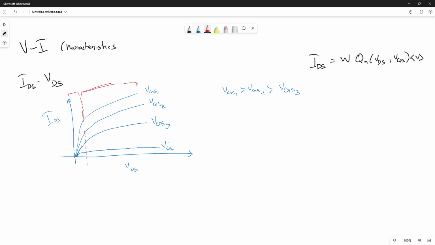This part should be pretty straightforward. So what is this region? What is this region? First one is the ohmic region. Yeah, so that is the linear region or the ohmic region. You're correct. And the second is the saturation region. Yes, so this is the saturation region.